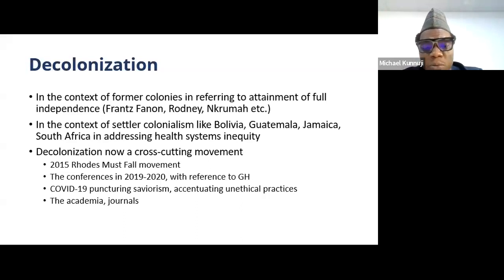And finally, and most recently, it has been used in the context of a cross-cutting movement that peaked in the Rhodes Must Fall movement in South Africa. And that movement sparked protest and calls for decolonization in other parts of the world. For example, we had the Oxford Rhodes Must Fall protest, then the student-led conferences across continents, including in Harvard, Duke, Edinburgh, and several other places. Also, COVID-19 somehow demystified the savior status of many high-income countries and showed the vulnerability of the health systems. Ironically, it also pointed to unacknowledged resilience in health systems in many low and middle income countries. Next slide.